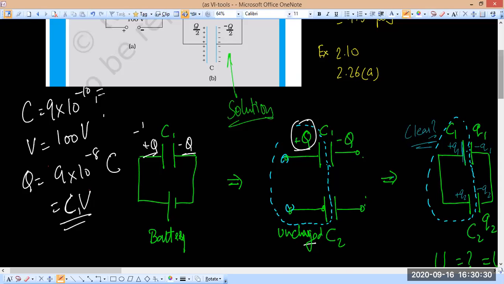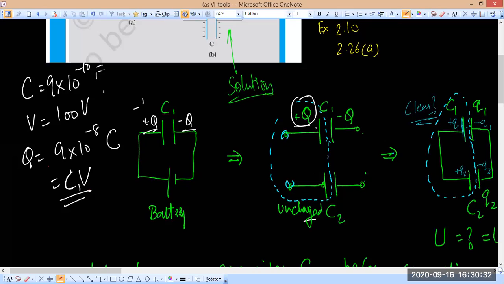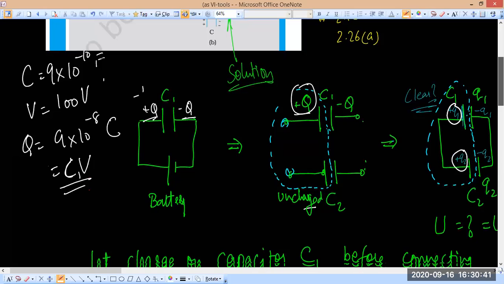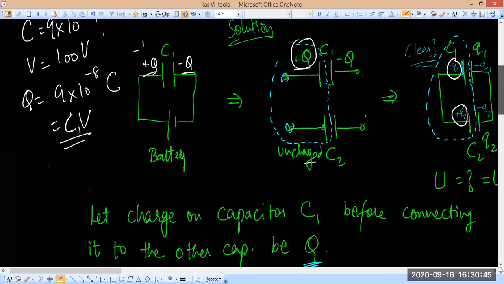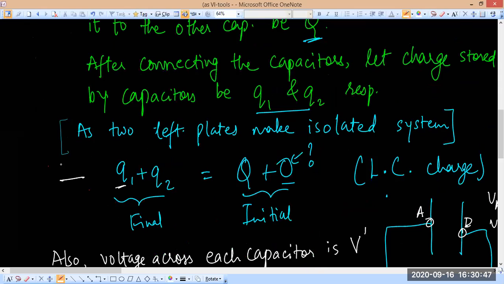Then when we connect these two, this charge gets distributed, right? So this will also get some charge, that will get some charge. But the main thing is that because it's an isolated system, the total should be same, right? The total should be same. So that brings us to this important step, right?